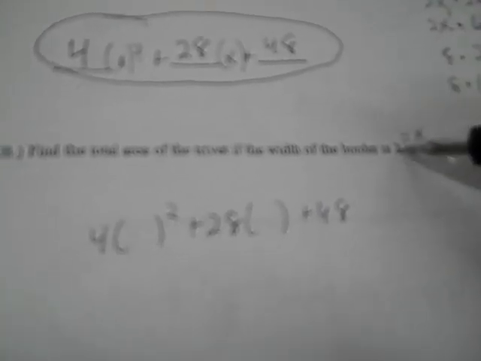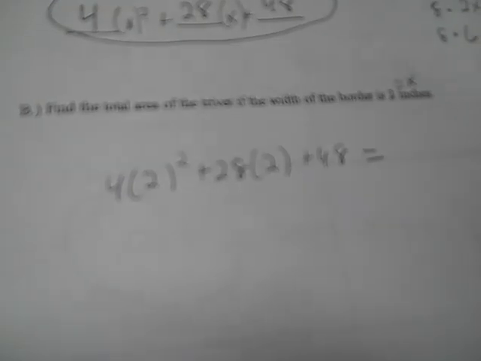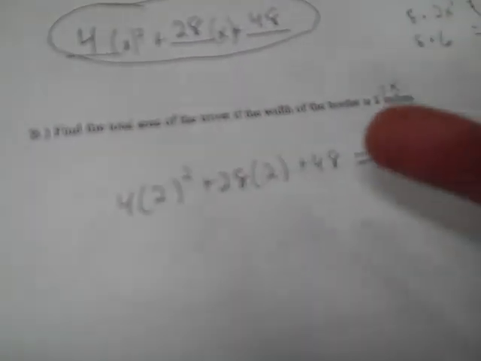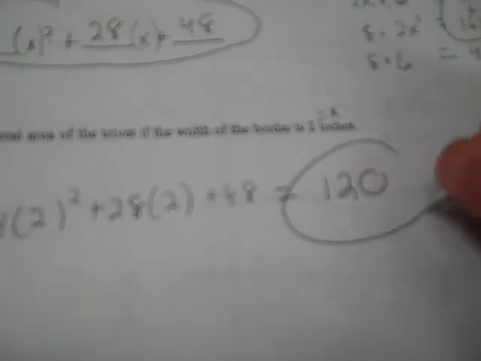And we are going to place 2 in place of the parentheses. With these calculators, we'll be able to find out what that equals. So I have 4 parentheses 2 to the second power. Remember, you got to hit the second power. It's the x second power key. Plus 28 parentheses 2. No second power there, just here. Plus 48. I get 120. Okay, we'll pick that up tomorrow then.